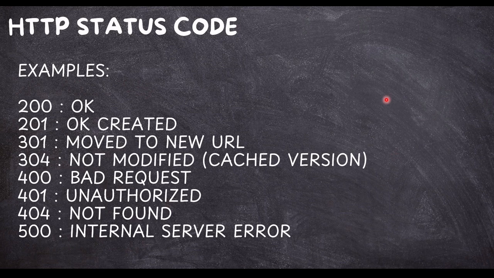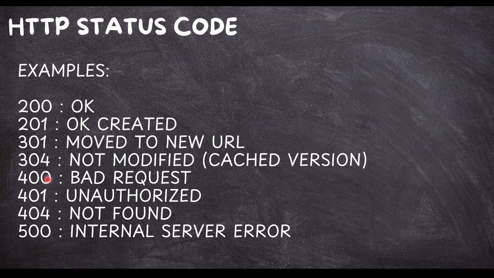So here are some of the most commonly used status codes. As we have already seen, 200 OK means everything's gone well, you have received your request. 201 Created means you are trying to make something new, like you are trying to post or put something over the internet, so you'll get a message 201 Created. 301 means moved to a new URL. As I've already told you, all the 300 range of HTTP status codes means some kind of redirection, that you are redirected from this URL to another URL.